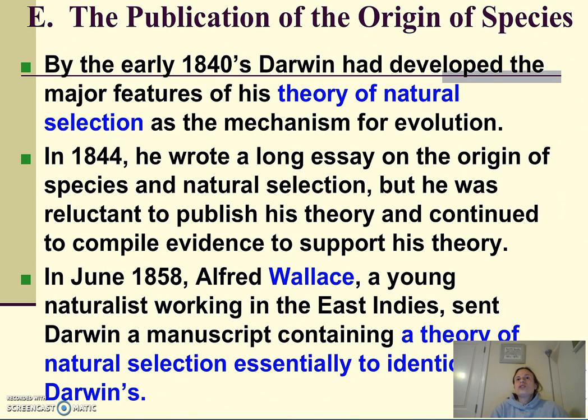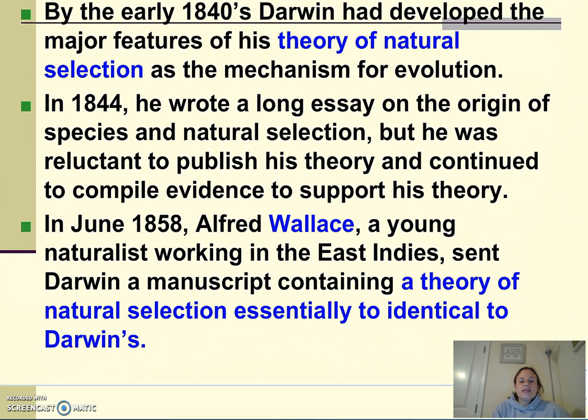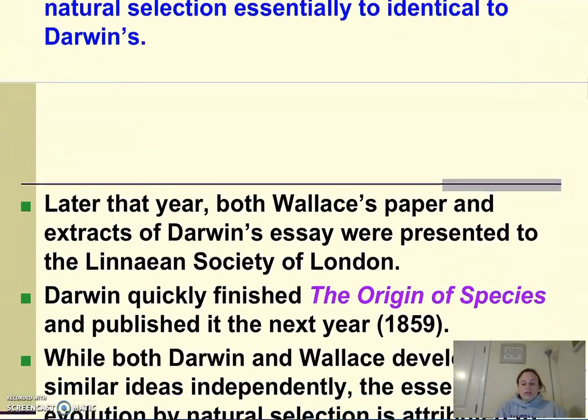But in fear of rejection by the clergy, by the religion that he was a member of, he did not publish his entire theory. However, in 1858, Alfred Wallace sent Darwin a manuscript that contained his theory of natural selection, which is basically identical to Darwin's. So Darwin knew that if he wanted to get credit for his theory of evolution, if that was more important to him than being ostracized by the clergymen, then he would need to do something drastic.